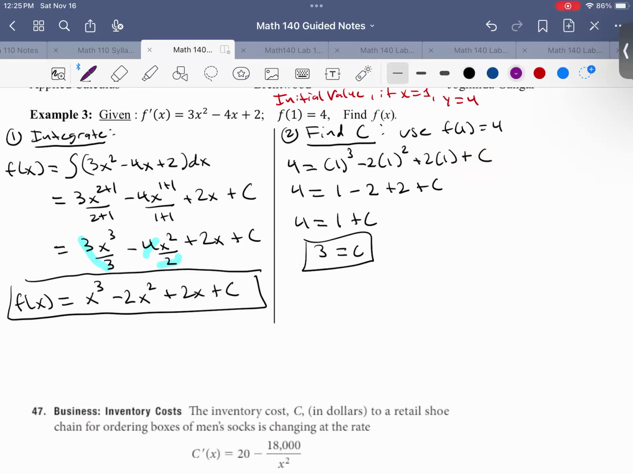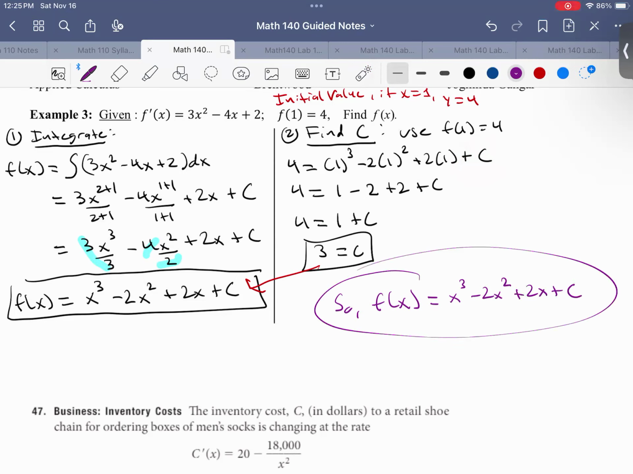So, therefore, the function I'm looking for, this initial value problem, I'm going to plug back in 3 for c. And what I end up with is x cubed minus 2x squared plus 2x plus 3. And that's my final answer.